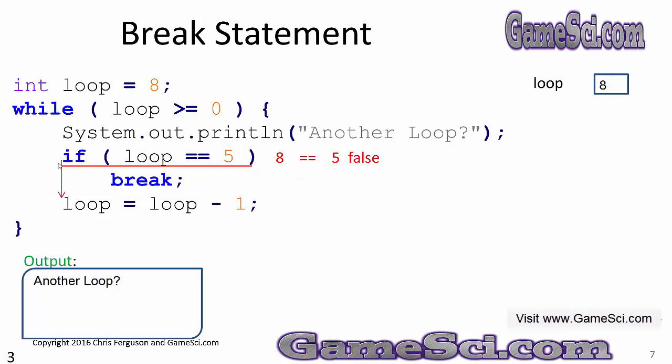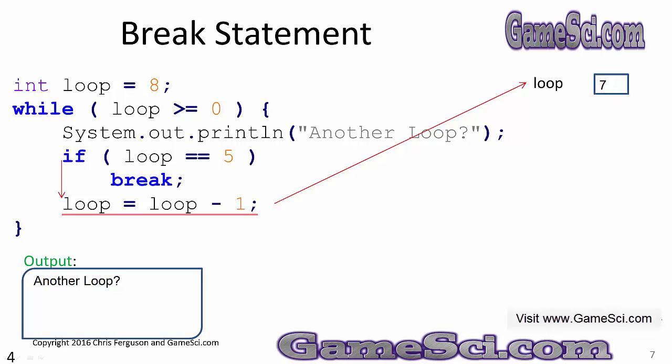When this statement is false, we are going to skip past the code in the if and go straight to the loop equals line. See what this arrow is showing you? Go from the if, because it's false, to this loop equals line. Skip the break, in other words. So loop equals loop minus 1 will change the value of our loop variable to 7.